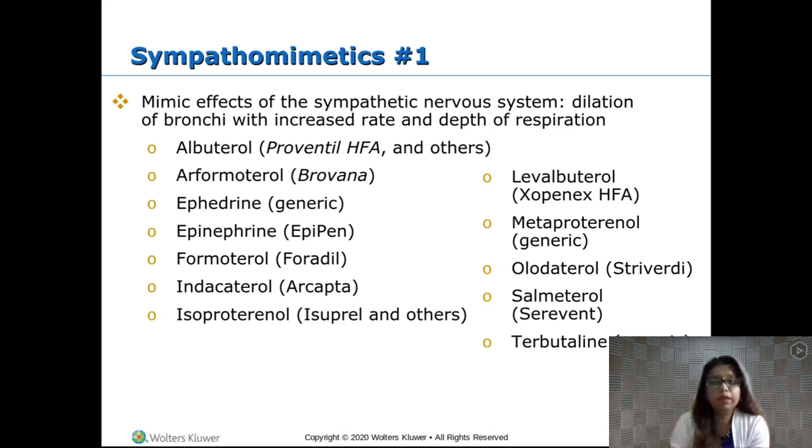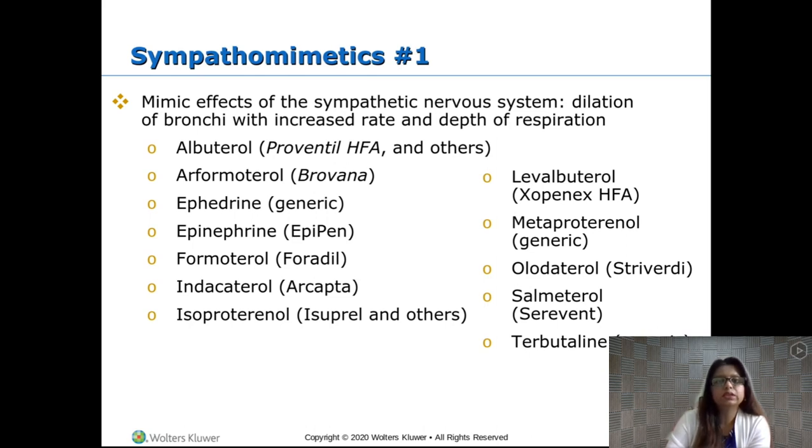Albuterol, levalbuterol, then ephedrine, epinephrine. Then we have isoproterenol, then we have salmeterol. Terbutaline, a very commonly used medication. So these are all bronchodilators. Technically, they dilate the bronchus and help people to breathe better.